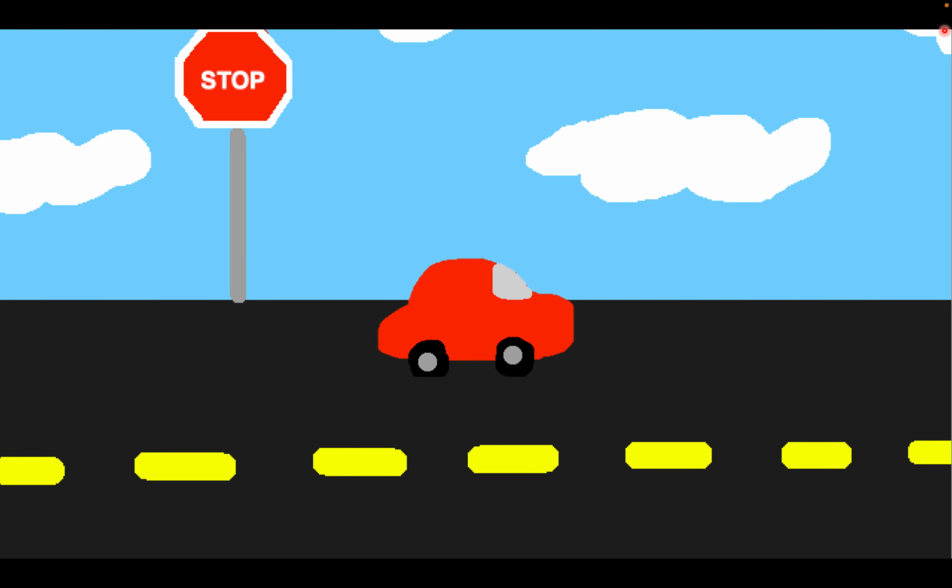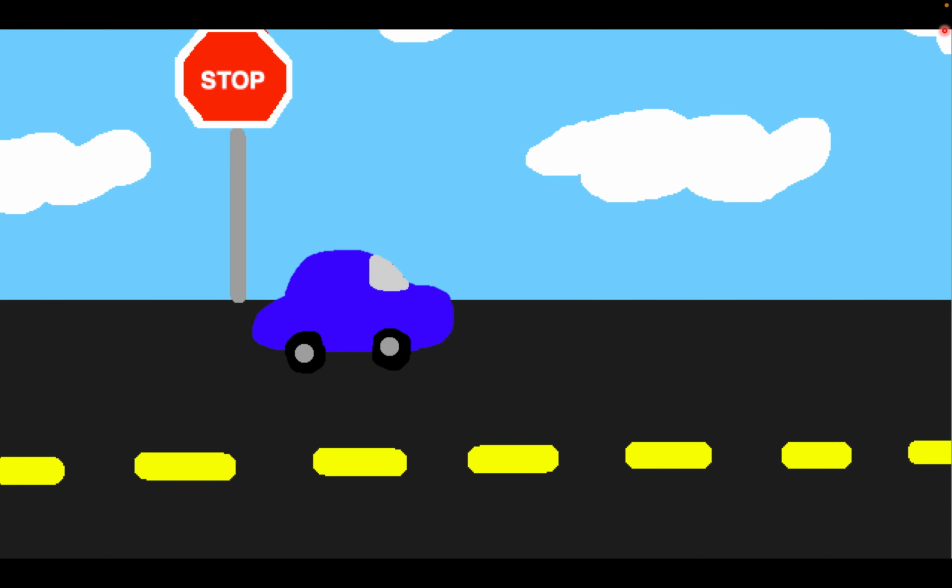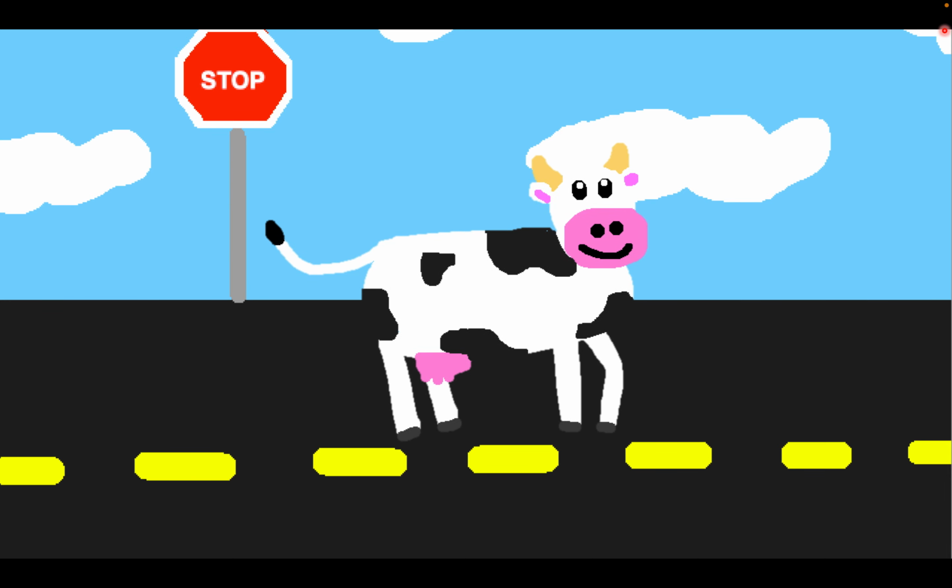Whoa, here's the first car. It's a red one. Here's the second. This one's blue. And here's the third. Another blue one. 2 blue in a row. What? A cow? What is a cow doing on the road? I don't remember seeing a cow on our sheet.